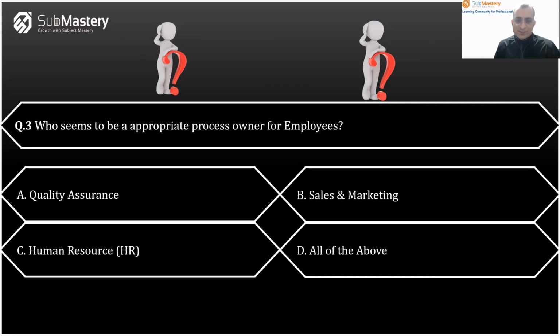When it comes to interested parties like employees, who is an appropriate process owner? A, quality assurance, B, sales and marketing, C, human resource, D, all of the above. So if you talk about process owner for employee as an interested party, who could be the best process owner?